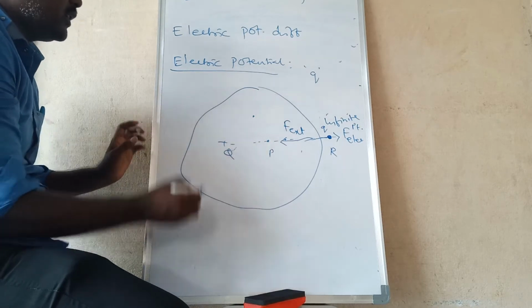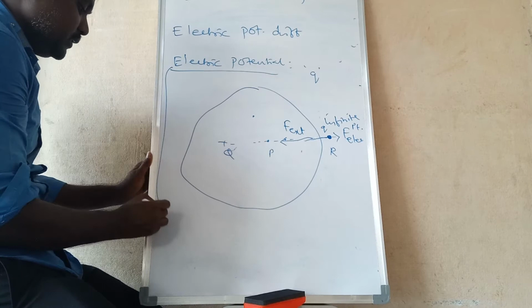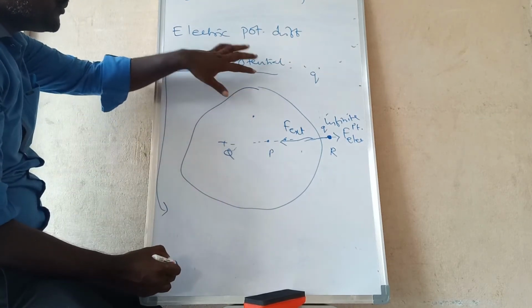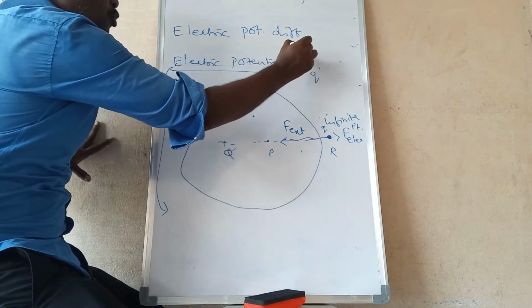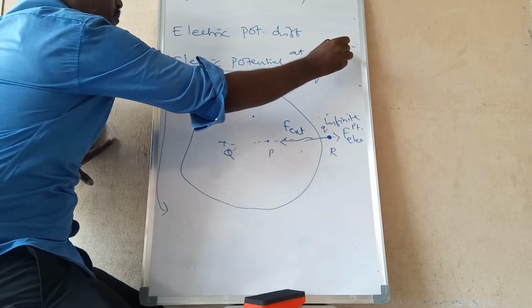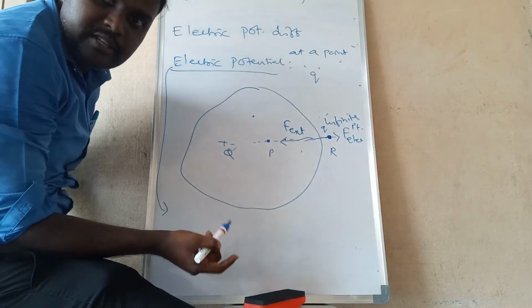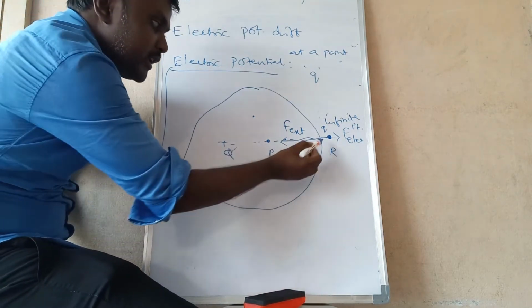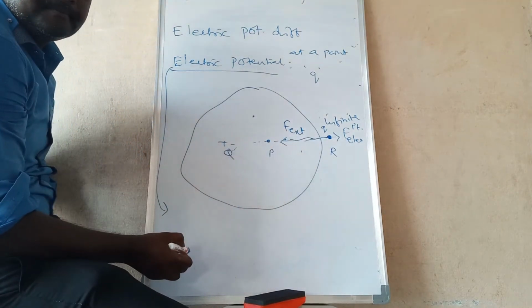So the amount of work done. For this one I am writing the definition. It is electric potential. Electric potential is different from potential difference. Electric potential is at a point, here, at a point P. So how to find out electric potential at a point P? Simply, the amount of work done in bringing a test charge from infinity to this point.